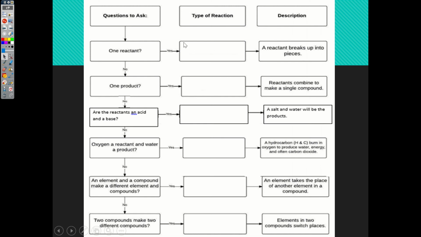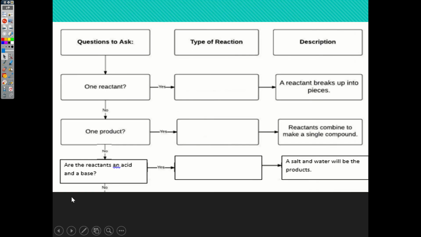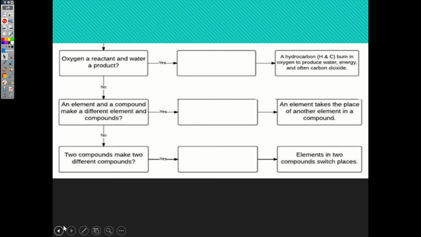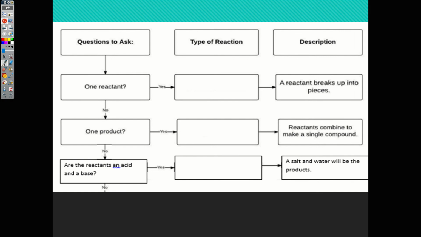All right, so we're going to go ahead and try to fill in this chart. This will also help you guys with your practice later. We're going to start, this is just bigger so you can see it. Which one of our types only has one reactant? If it only has one reactant, it breaks up into pieces. That's your decomposition.